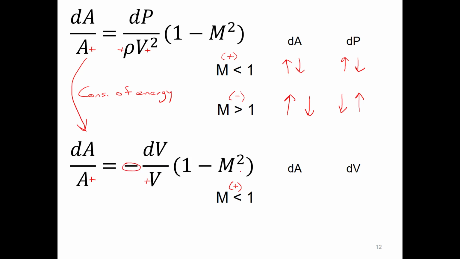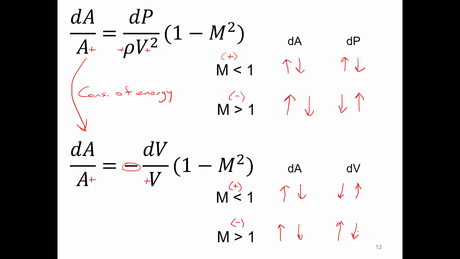So if we're positive in here, that means the velocity is going to have an inverse relationship with the area. That means if the area goes up, the velocity goes down, and if the area is going down, the velocity would go up. If the Mach number is greater than 1, then we'll have a negative value in the parentheses, and now we'll have a similar relationship where area goes up, velocity goes up, and if area goes down, velocity goes down.